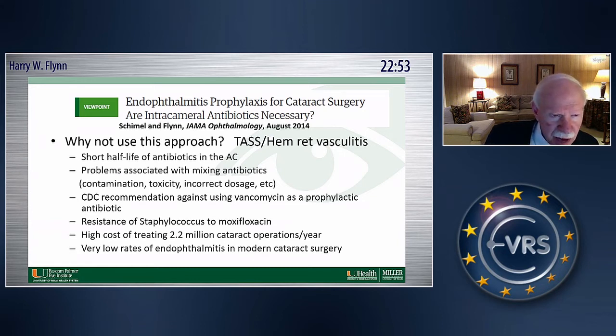So we published an editorial back in 2014 about the risks of intracameral antibiotics. The issues come as to whether or not they're truly effective. There's a short half-life of antibiotics in the anterior chamber, and a problem with mixing. The CDC recommends in the United States strongly against using vancomycin as a prophylactic or preventive antibiotic. It should only be used for serious organ-threatening or life-threatening infections. There is a high resistance of Staphylococcus, especially Staph aureus and methicillin-resistant Staphylococcus epidermidis, to moxifloxacin. There's certainly a high cost of using this on every case, and in modern surgery, the rates of endophthalmitis are very low, so it's very hard to prove the value of this approach.